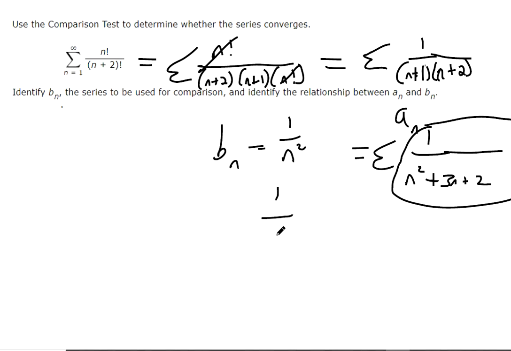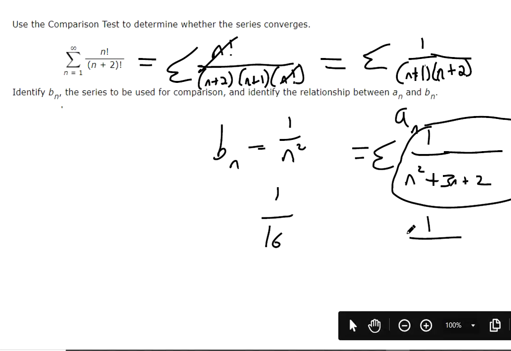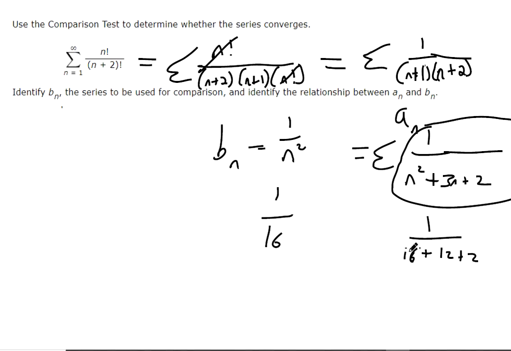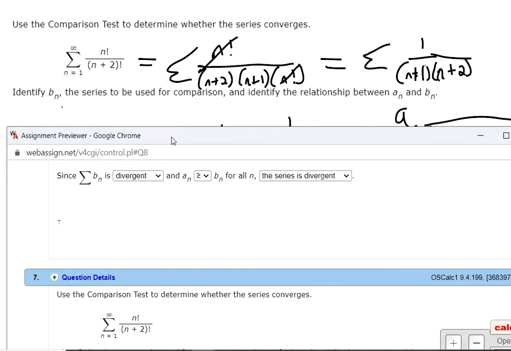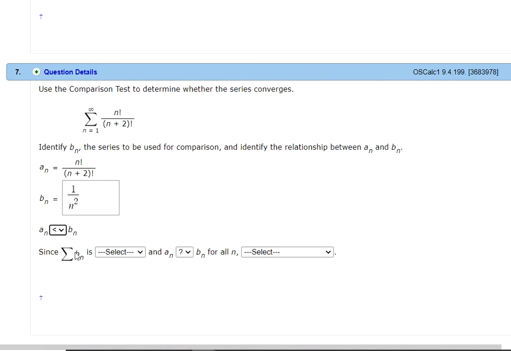Because when this one's at 1 over 8, wait, it won't be. When this one's at 1 over 16, this one's going to be something bigger, 16 plus 12 plus 2. The bottom is going to be bigger. So this is always going to be smaller. A sub n is smaller than b sub n. And if you wanted to, you could write out a few terms. Don't be afraid of doing that. It's not like a super calculus approach to it, because it's not like considering all possible values, but write out the first few terms of a sub n, write out the first few terms of b sub n. And you'll see a sub n is always going to be smaller than b sub n.